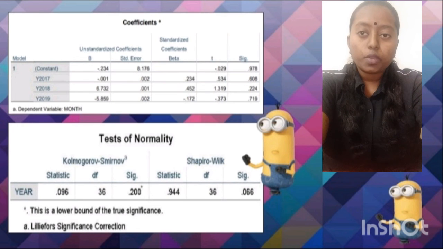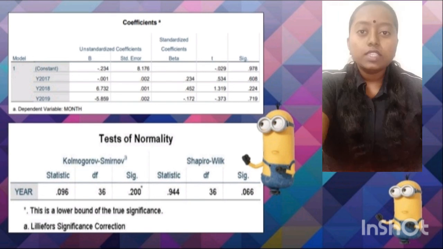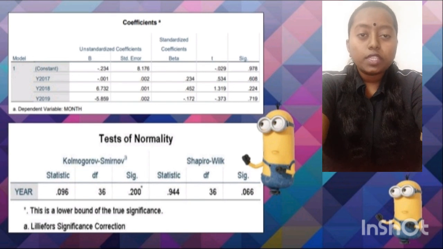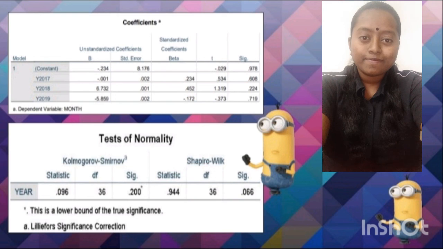Finally, the test of normality. The Shapiro-Wilk test of normality on the residuals gives a p-value of 0.066, which is more than 0.05. Thus, the assumption of normality of the residual terms is met. And that's all from me. I'll pass to my friend and thank you.